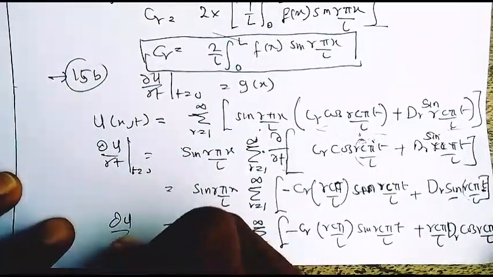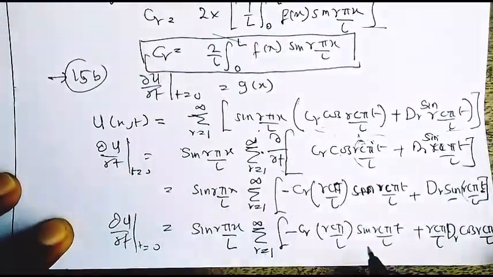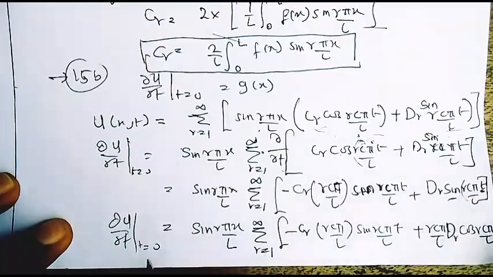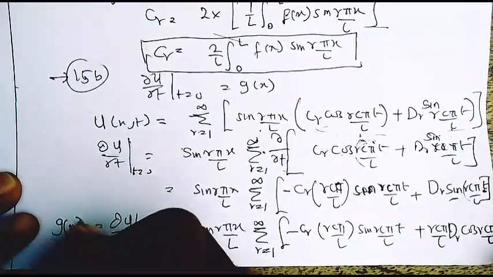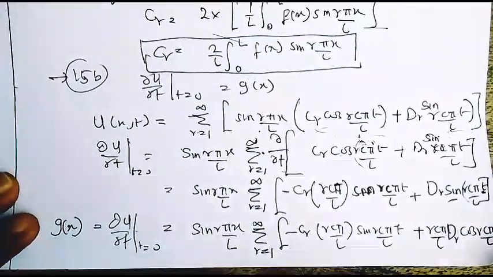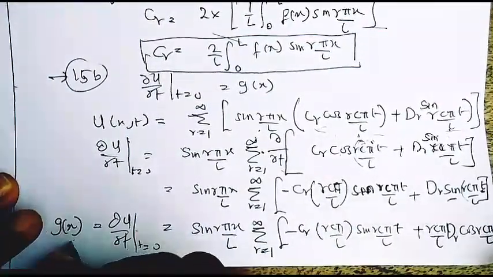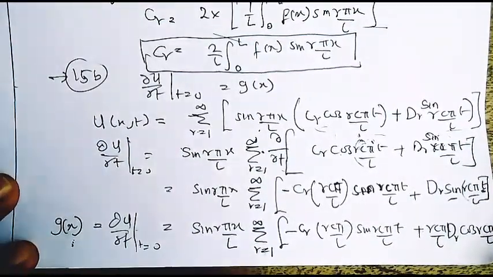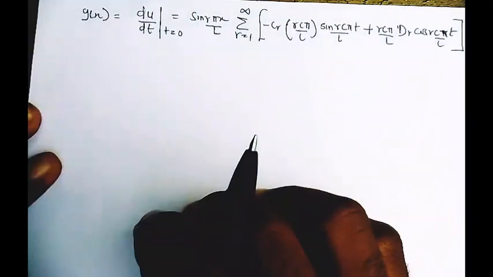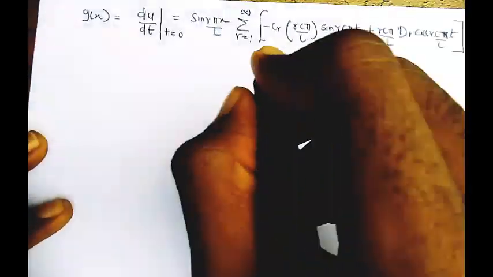So this is my du/dt when t is equal to 0. So I'm going to put in t equal to 0 now to get the value of my g. Remember, du/dt is equal to what? g(x). g is a function of x. So I'm going to put in t equal to 0 now to get my g, which is a function of x. So now let's continue, substituting t equal to 0 into the function. So this is sine(r pi x.